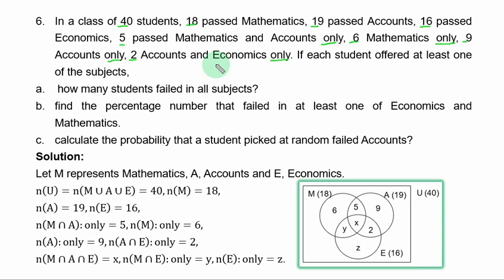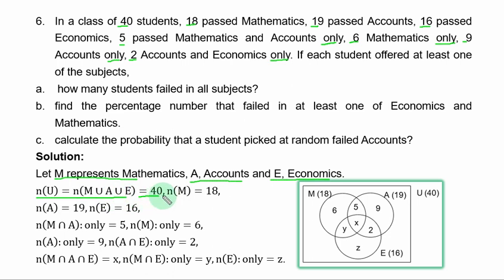Solution. Let us define the subsets as follows. M represents mathematics, A represents accounts, E represents economics. From the question, the total number of students in the class represents the universal set or the union of the three subsets, and that is 40.